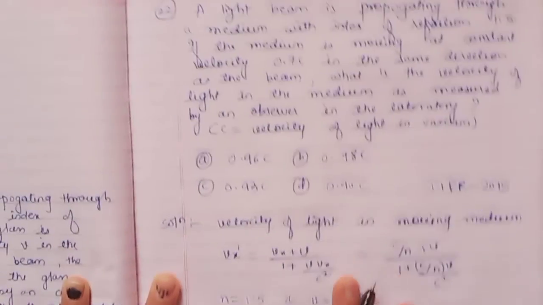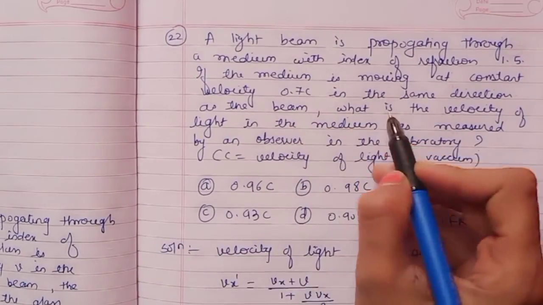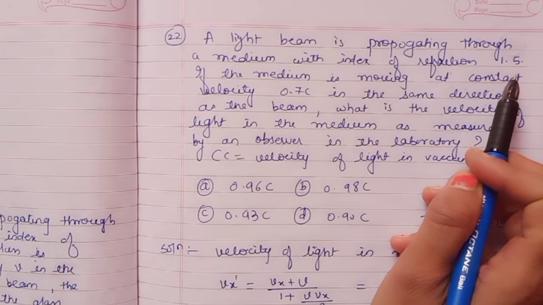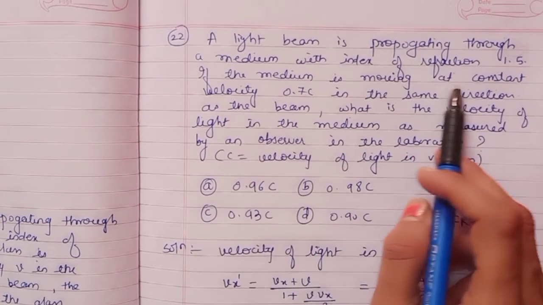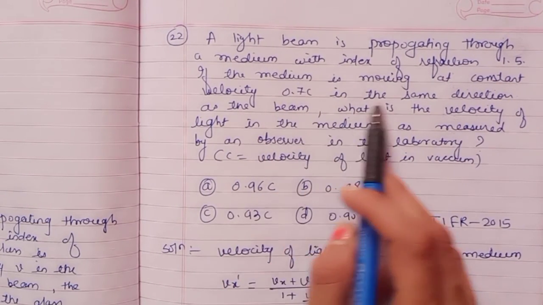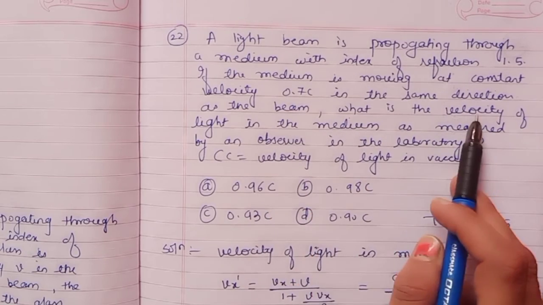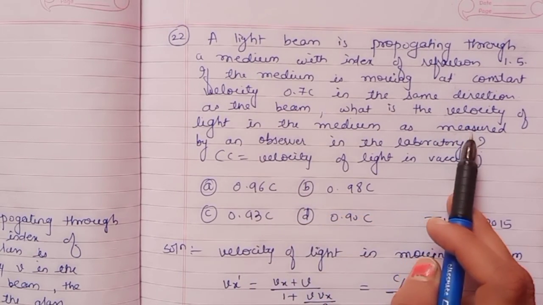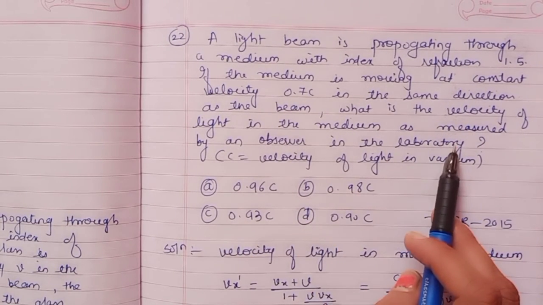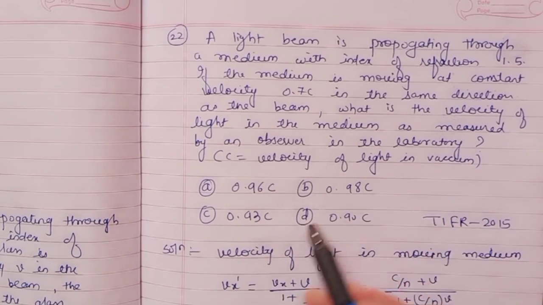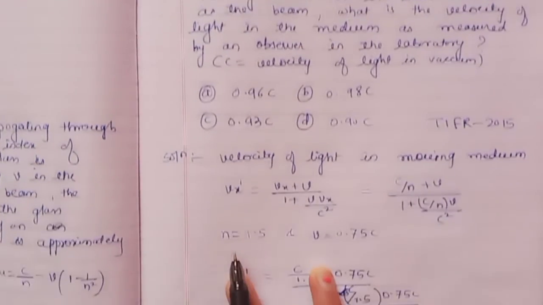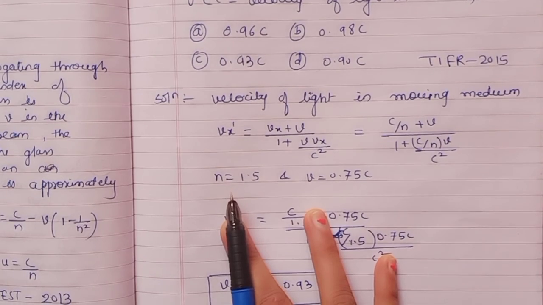Now next is, a light beam is propagating through a medium with index of refraction 1.5. If the medium is moving at constant velocity 0.7 c in the same direction as the beam, what is the velocity of the light in the medium as measured by an observer in the laboratory, where c is velocity of light in vacuum? 4 options are given. This question was asked in TIFR 2015.